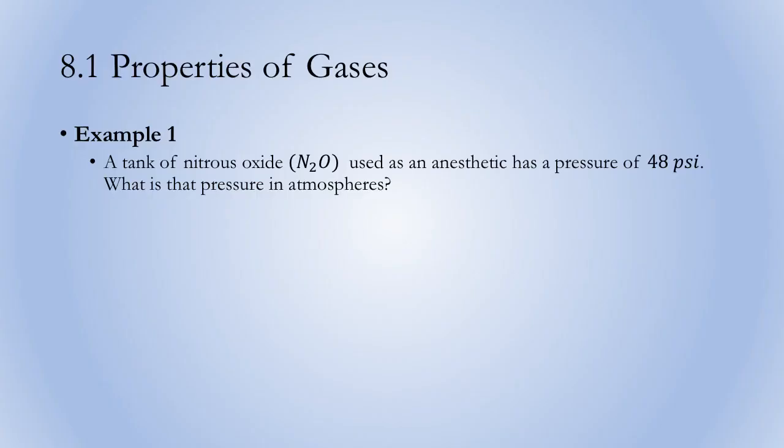So this is the last thing for today's lecture. It's example 1. It says a tank of nitrous oxide, or N2O, is used as an anesthetic, and it has a pressure of 48 psi. So in this, that's our measured value. Somebody measured the pressure of that gas. That's, by the way, also laughing gas. And so the measured value here is 48 psi.